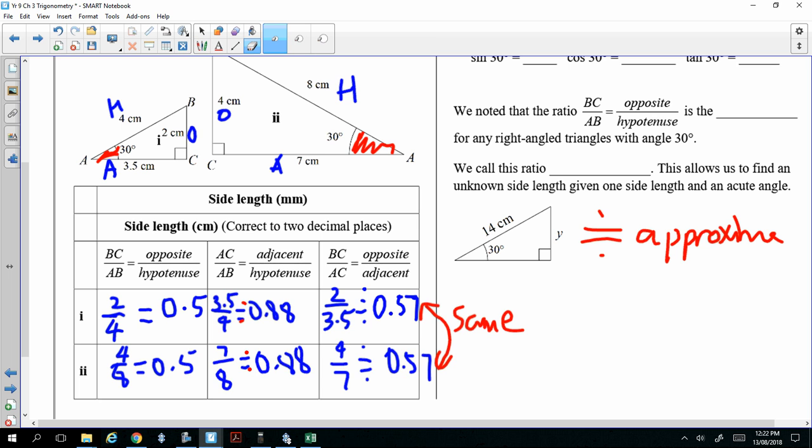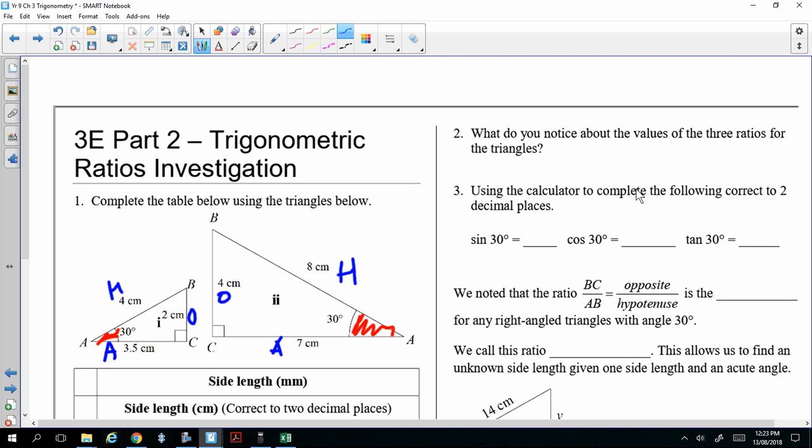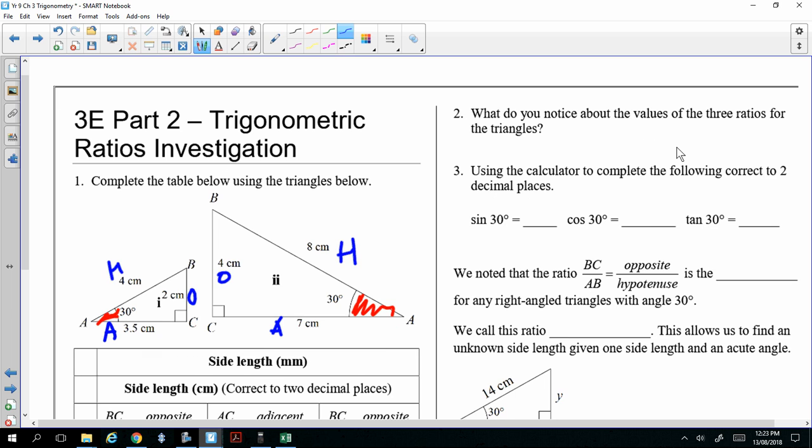Alright, now let's do some investigation. Next one. What do you notice about the values of the 3 ratios? Yeah, they have the same ratios for both triangles, right? Let's delve deeper into this.